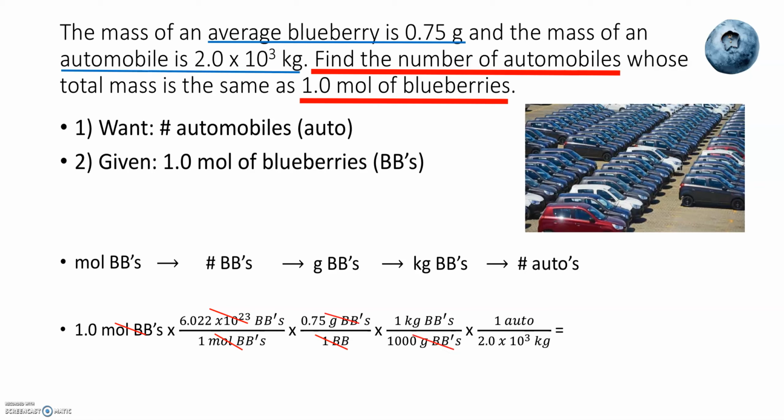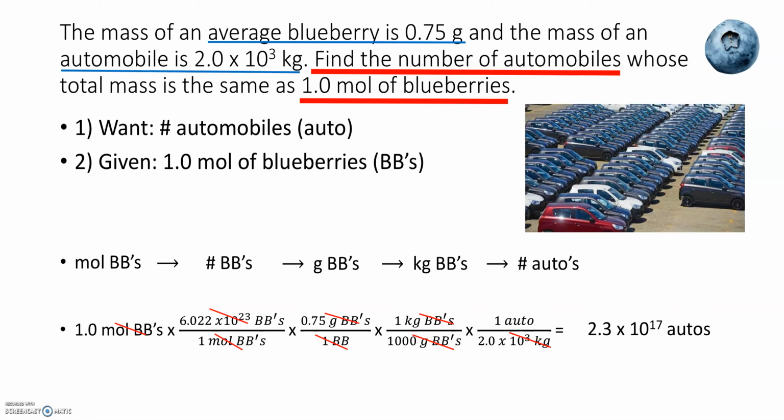And then from grams of blueberries, I can use the metric system. There's 1,000 grams in 1 kilogram of blueberries. And then I can use my other mass ratio in the problem and convert kilograms to autos. And that's because there's 2.0 times 10 to the 3rd kilograms in one automobile. And I see all the units cancel, and I'm left with the unit of automobiles. So how many autos? 2.3 times 10 to the 17 autos.